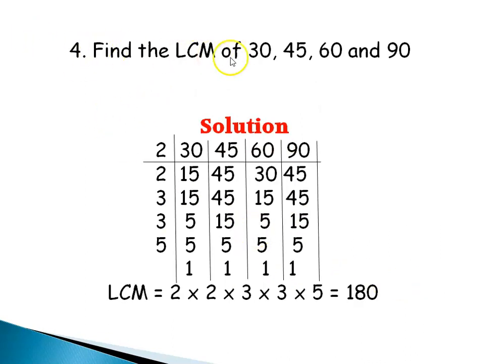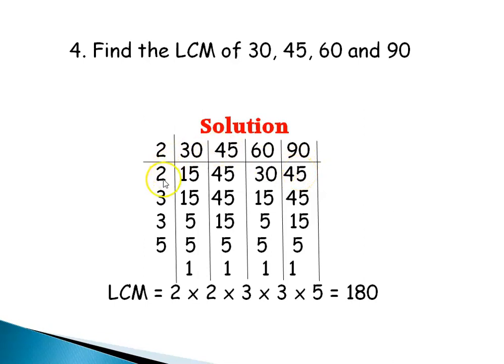Question 4 says, find the LCM of 30, 45, 60, and 90. Okay, so I'm going to arrange all those numbers here, and then I'll start dividing by the smallest prime number I can use. Is that taken? So I'll start with 2. So if I say 2 in 30, that is 15. 2 in 45, I can't get a whole number, so I'll just write my 45. 2 in 60, 30. 2 in 90, 45.